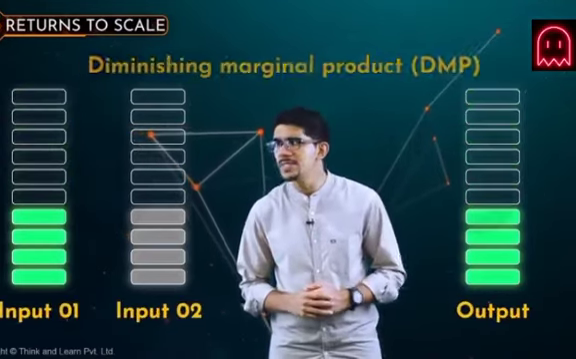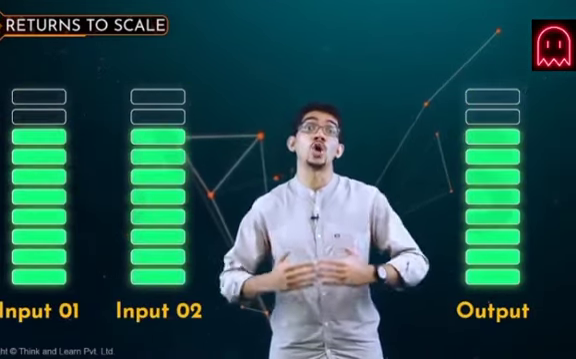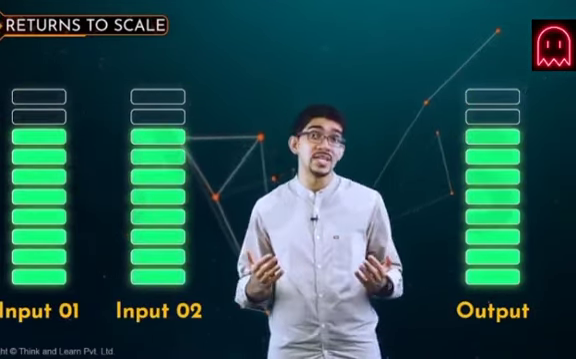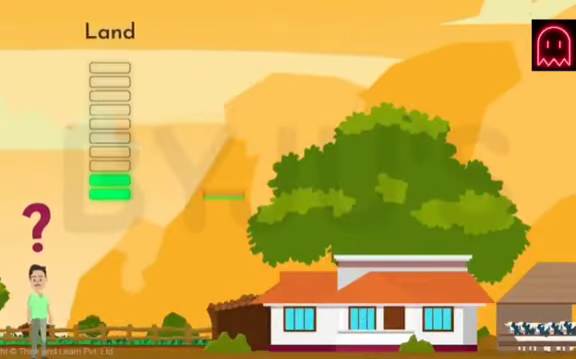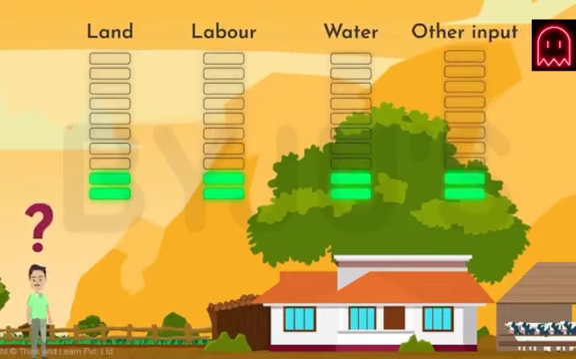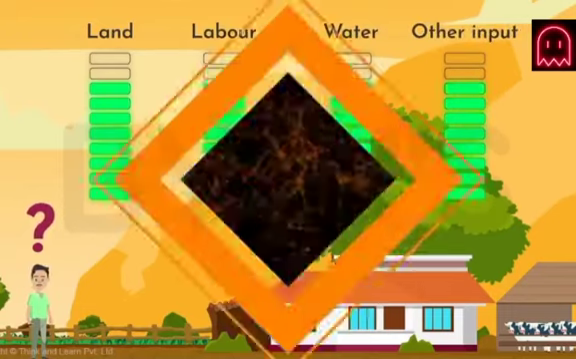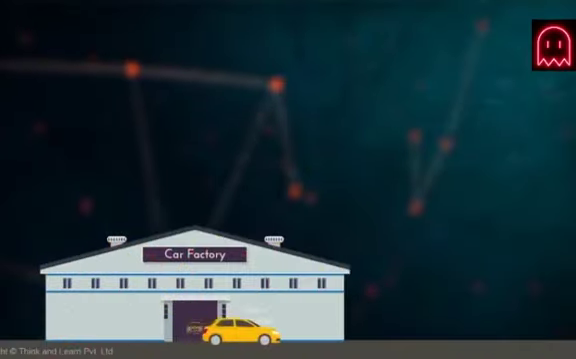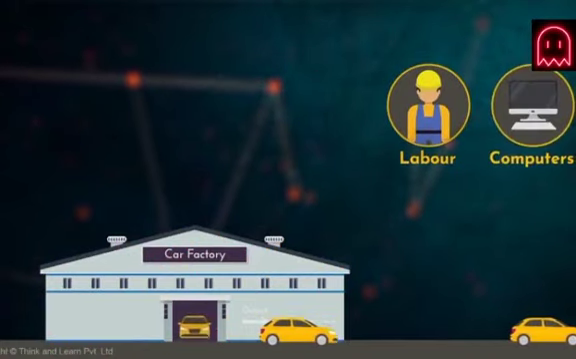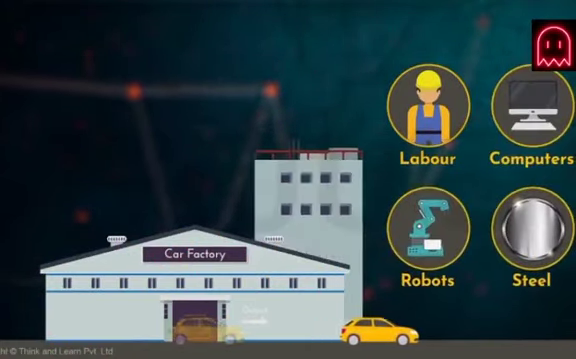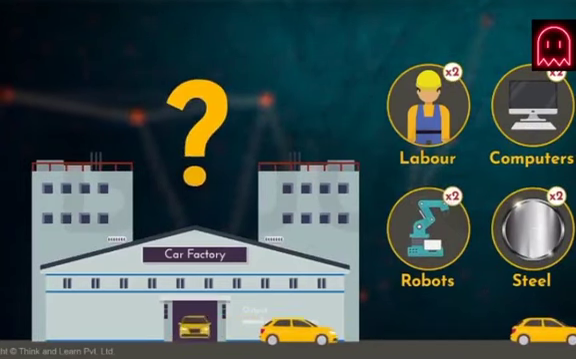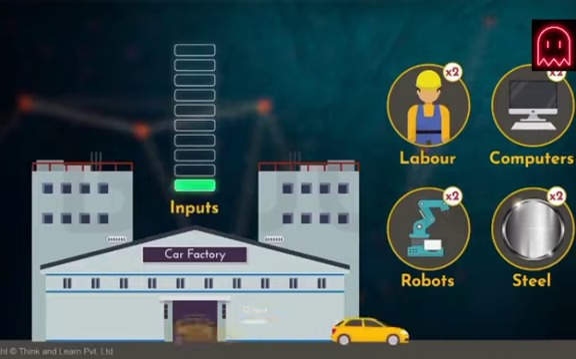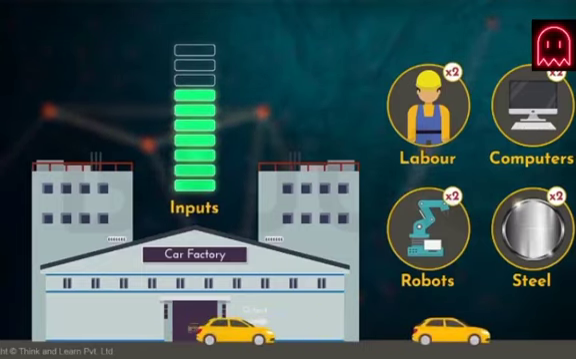But sometimes we are interested in the effect of increasing all inputs, that is, seeing what happens when all inputs vary simultaneously. For example, what would happen to Chandra's wheat production if land, labor, water and other inputs were increased by the same proportion? Or what would happen to the production of cars if the quantities of labor, computers, robots, steels, and factory space are all doubled? These questions refer to the returns to scale or the effects of the scaling up of all the inputs on the quantity produced.